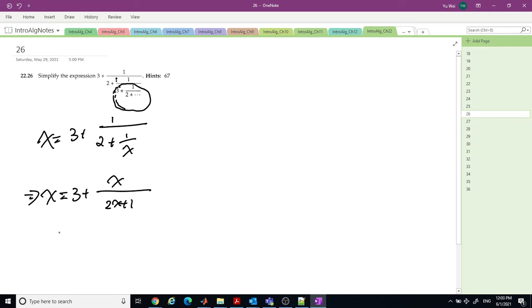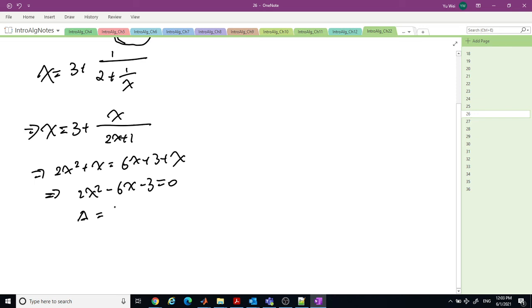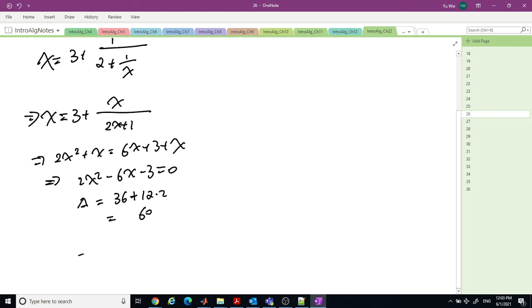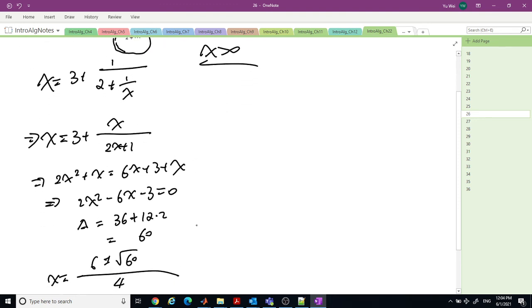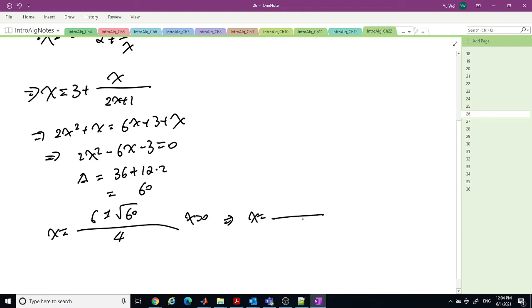When we simplify it, it's 2x squared plus x is equal to 6x plus 3 plus x. So we get 2x squared minus 6x minus 3 equals 0. Solve this: delta is equal to 36 plus 12 times 2, which is 60. So x equals 6 plus or minus root 60 over 4. Because we know x is greater than 0, x equals 6 plus 2 root 15 over 4, which is equal to 3 plus root 15 over 2.